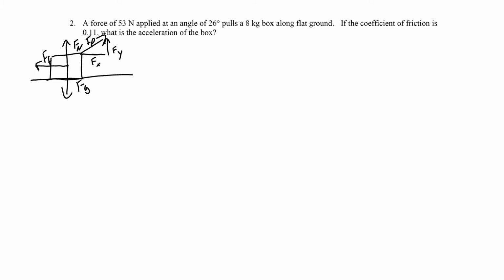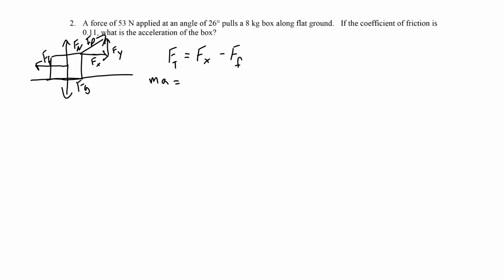Fp is the pulling force. Fx is the horizontal component of the pulling force. And that's going to the right. And Fx is going to be, yep, Fx minus Ff. Alright, so Fnet equals Ma. What is Fx going to equal?